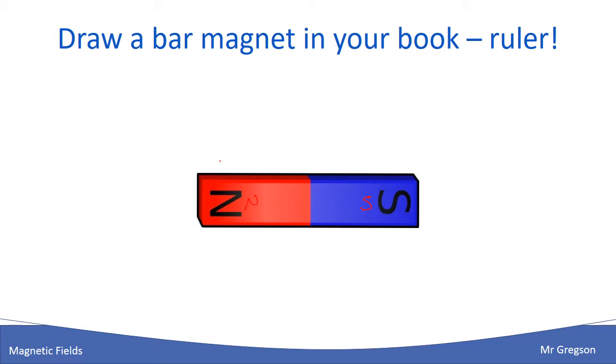But if you are given a blank, I'll draw one over here. If you're just given a blank rectangle, you'd be expected just to label one side north and one side south. It doesn't matter which one. It doesn't have to always be on the left. What comes next is more important.